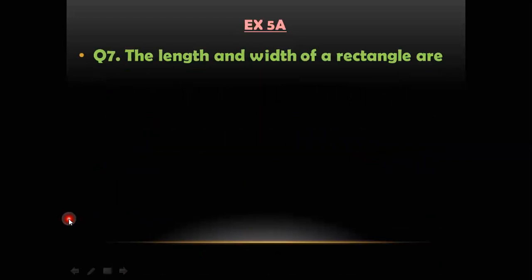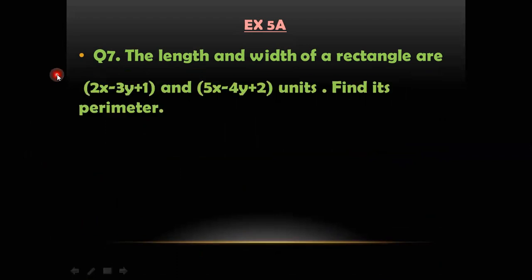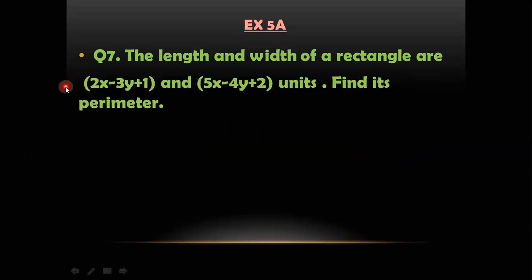Now see question number 7. It's a word problem. The length and width of the rectangle are 2x minus 3y plus 1 and 5x minus 4y plus 1 units. Find its perimeter. Understand the question first. Units का क्या मतलब है? Units could be centimeter, meter, feet, inches, whatever. यहाँ उसने unit mention नहीं किए हैं, right?